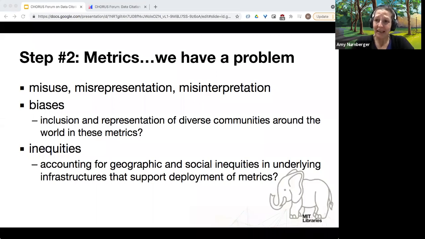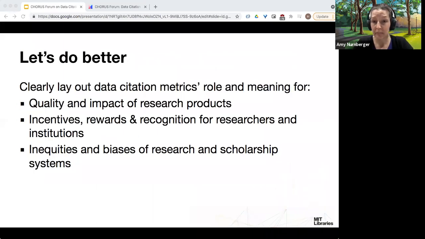We know this already. It has issues. We've seen that how we use article citation metrics does not, in fact, support the behaviors we want to see in science and scholarship. So addressing the misuses, misrepresentation of article citation metrics, how biases are incorporated into those systems, and inequities occur geographically, culturally, among class as well, and being able to account for those in whatever systems we create for data citation metrics is absolutely important. I think we can do better.